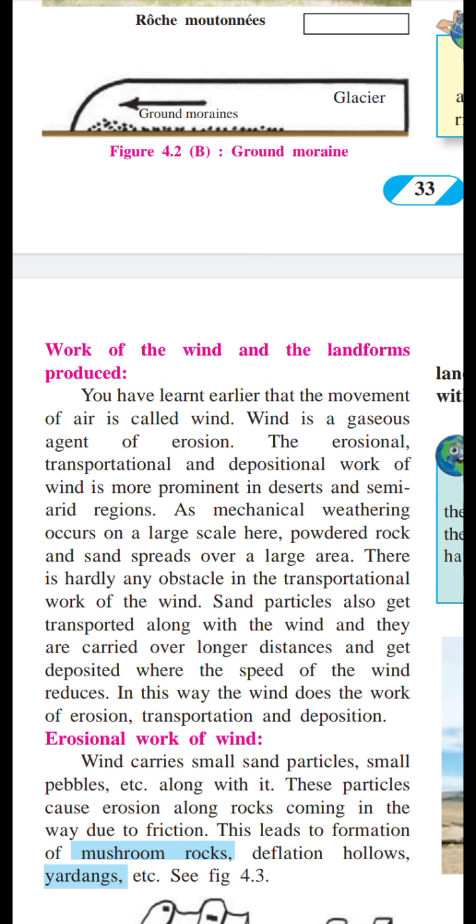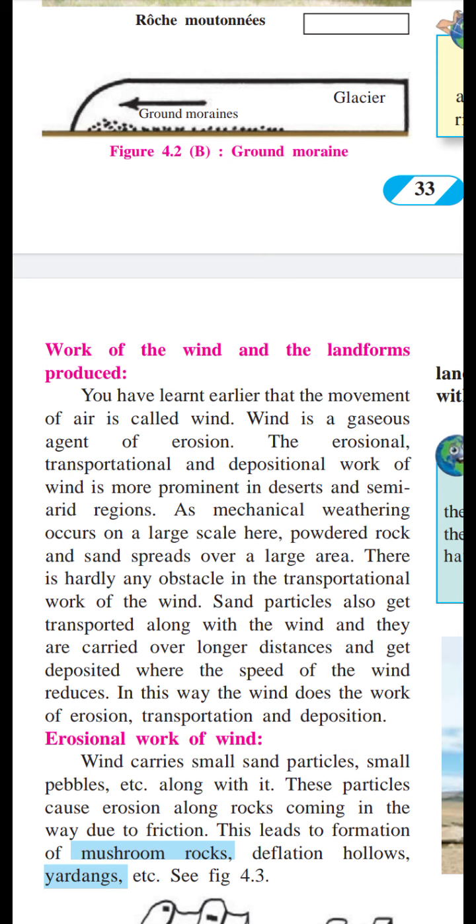In this area there is mechanical weathering, which everyone learned about in the last lesson. Powder rock and sand spread over a large area, and there is hardly any obstacle in the transportational work of wind. Because sand is spread everywhere, when winds flow there is hardly any obstacle for the transportational work of wind.